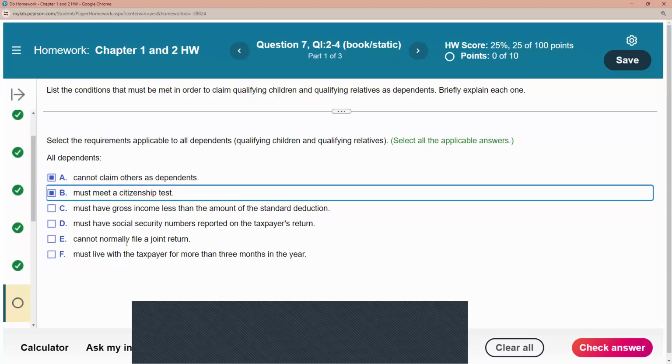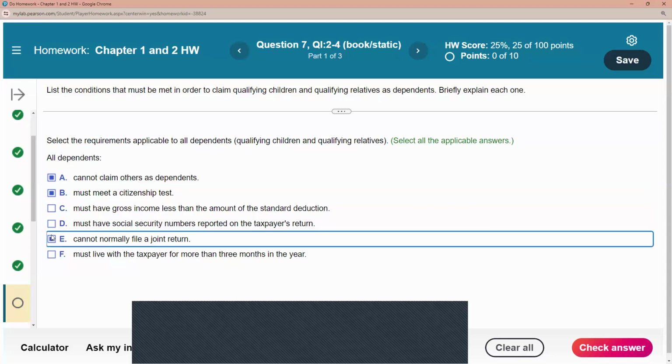E, they cannot normally file a joint return. This is correct. They must meet a separate return test. And F, they must live with the taxpayer for more than 3 months in a year. This is incorrect, as we'll learn a little later. They must have lived with the taxpayer for more than half of the year. So the correct answer for all dependents is: A, cannot claim others as dependents; B, must meet a citizenship test; and E, cannot normally file a joint return.